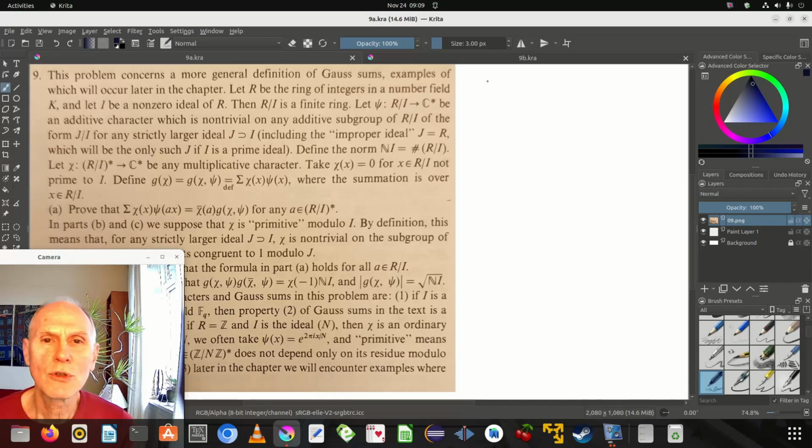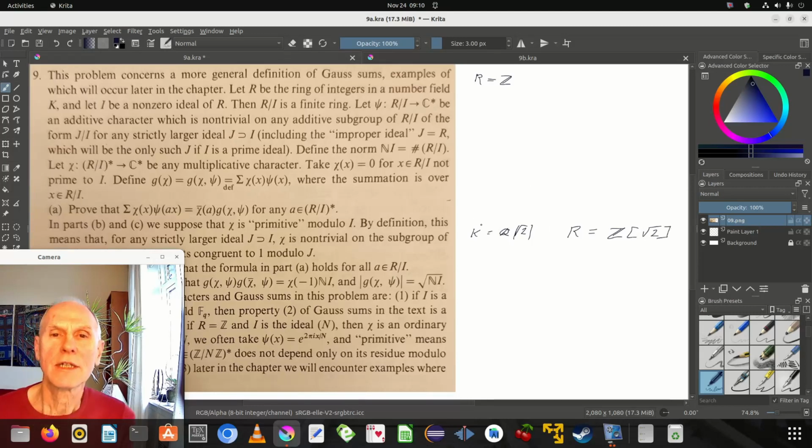So I'd like to have two examples, and the one is of course the rational integers, and then as the other one, I thought we could let k be the rational numbers extended by square root 2, and the integers of this field is just the integers extended with square root 2. So we take the first example first. I think that should be easy.